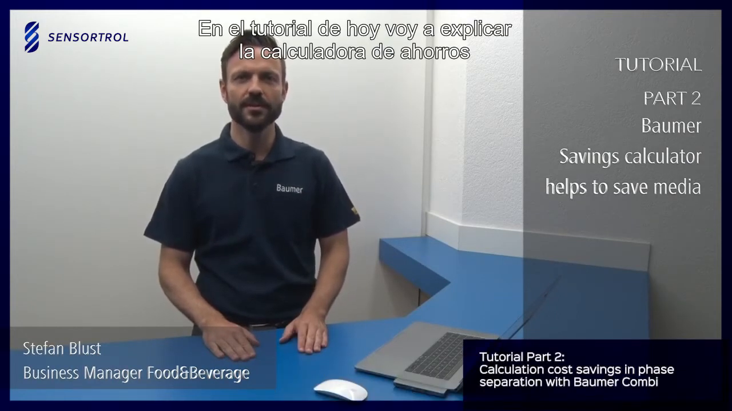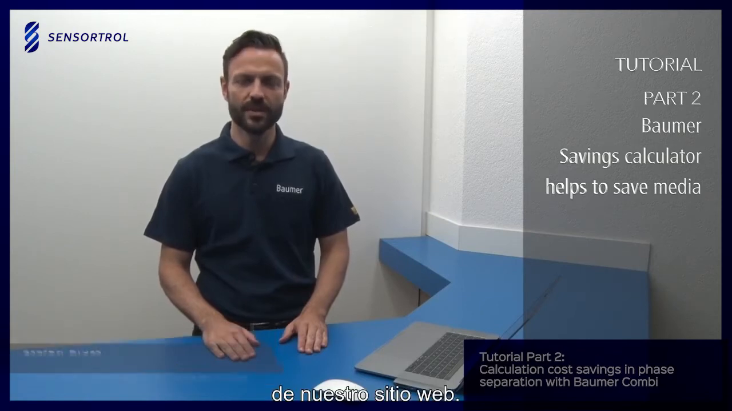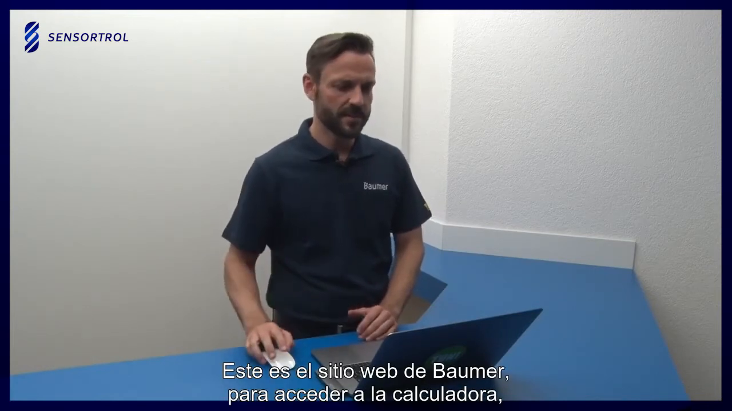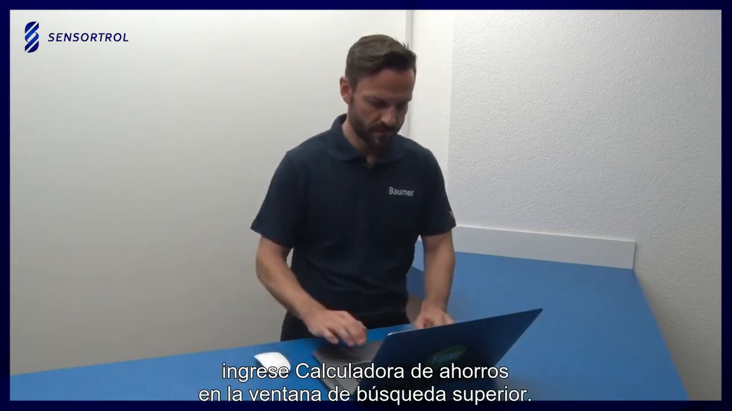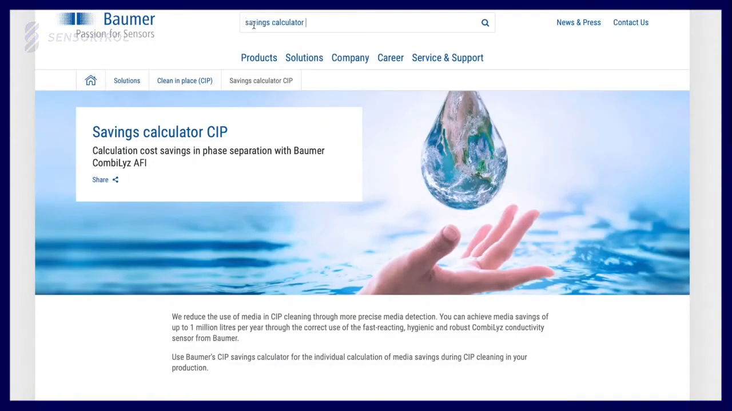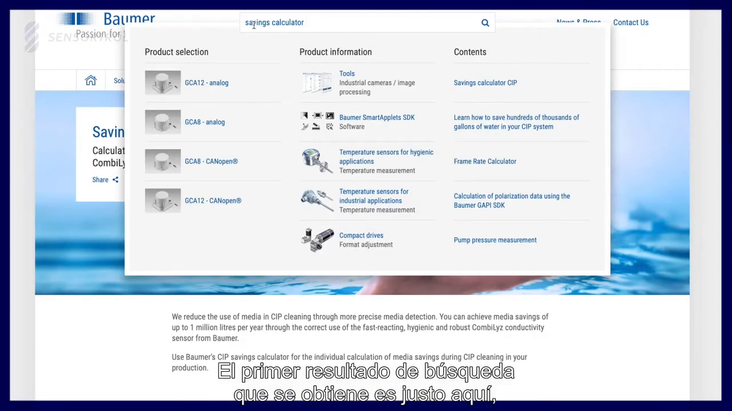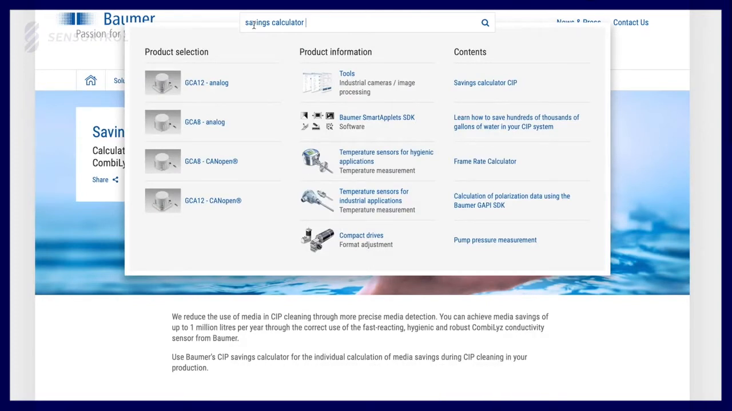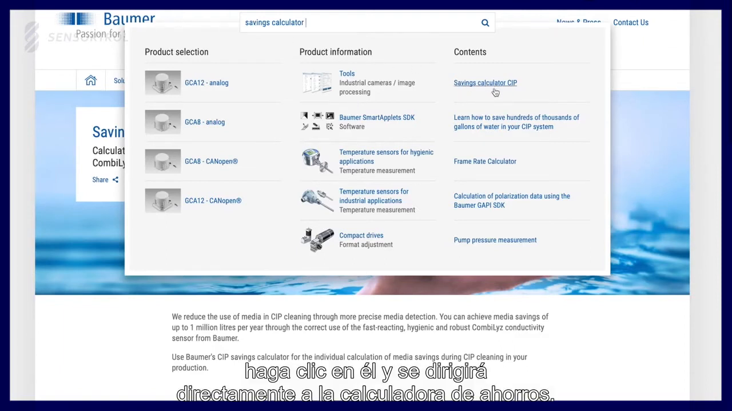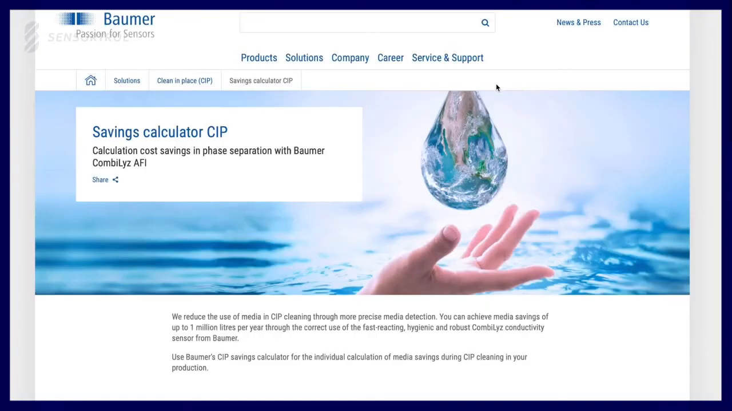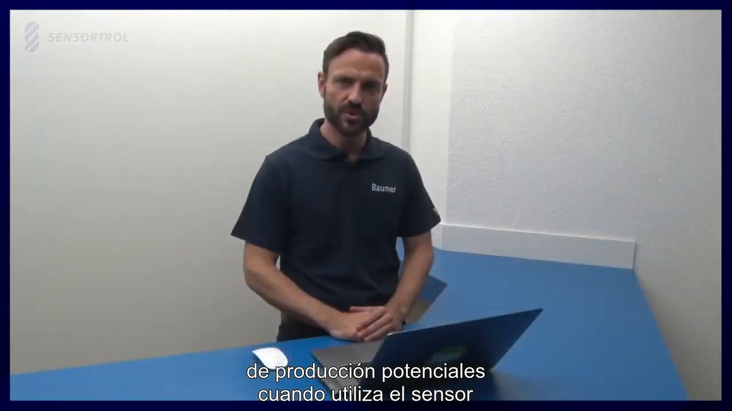In today's tutorial, I'm going to explain the savings calculator on our website. This is the Baumer website. To access the calculator, enter Savings Calculator in the top search window. The first search result yielded is just the right hit, Savings Calculator CIP. Click it and you are directly navigated to the Savings Calculator. The Savings Calculator provides you with your potential production savings when using the Baumer conductivity sensor.